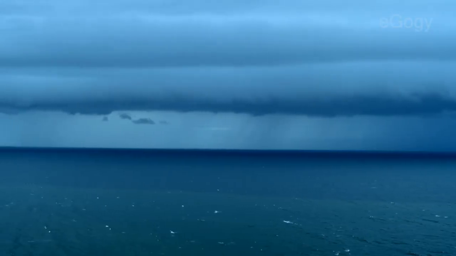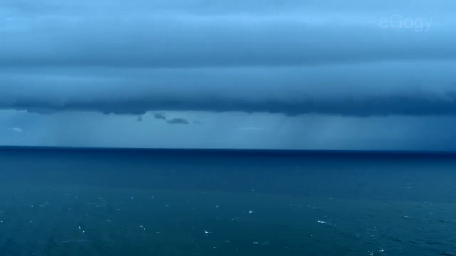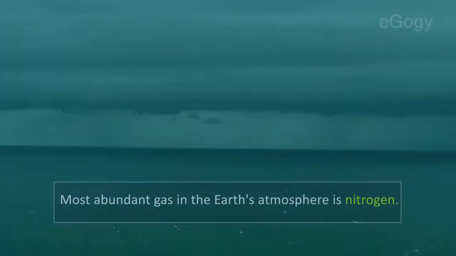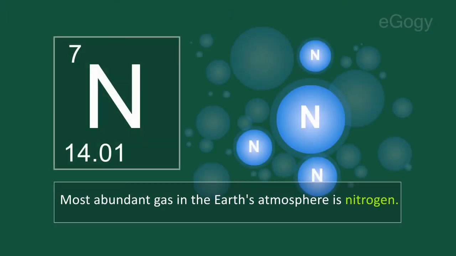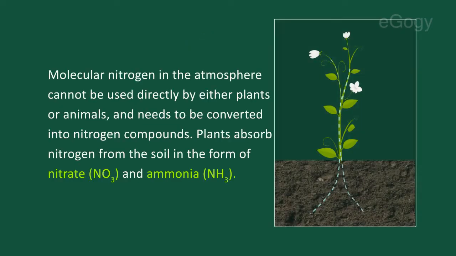The Earth's atmosphere is composed of several gases. The most abundant gas in the Earth's atmosphere is nitrogen, which accounts for about 78% of the mass of dry air. Molecular nitrogen in the atmosphere cannot be used directly by either plants or animals and needs to be converted into nitrogen compounds.